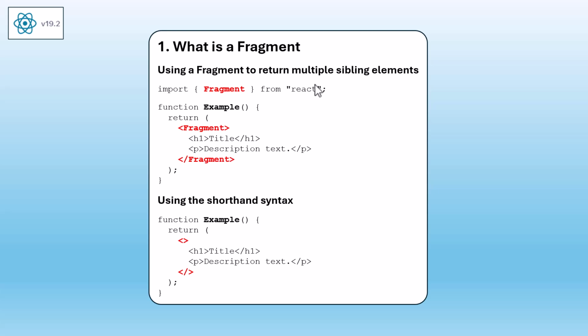It lets you group several sibling elements as if they were wrapped, but without actually inserting any extra wrapper element into the final output. The result is as if those elements were returned individually, side by side. Because a fragment does not produce additional markup in the DOM, it keeps the generated HTML clean and avoids unnecessary wrapper nodes, which could interfere with layout or styling.